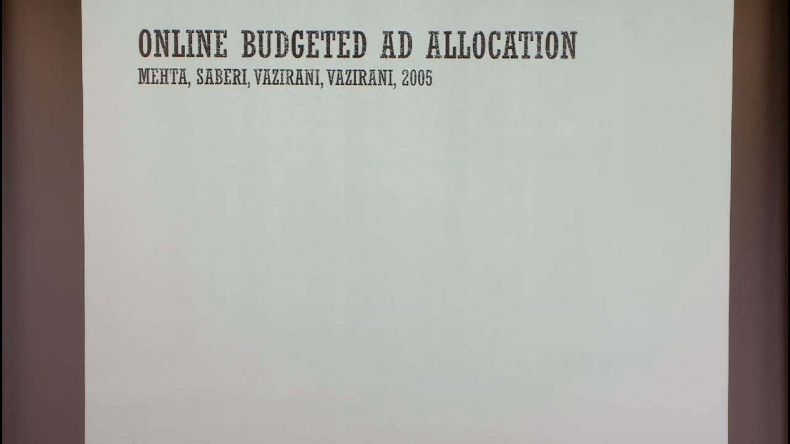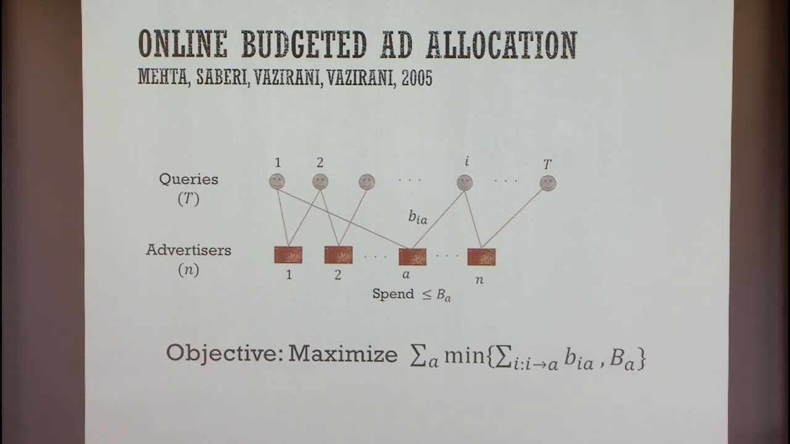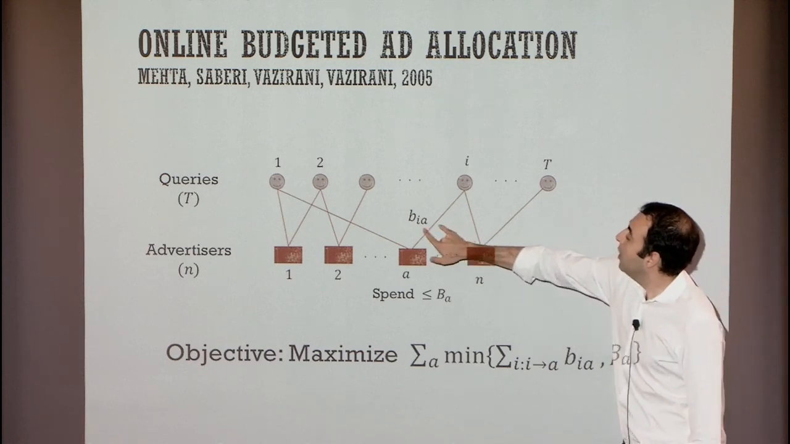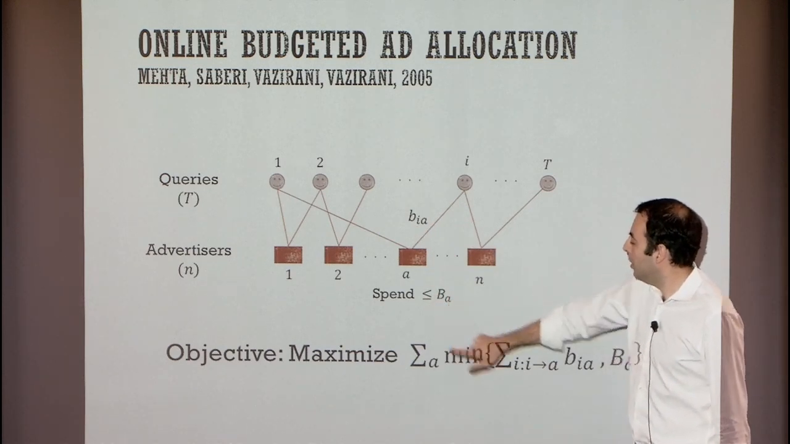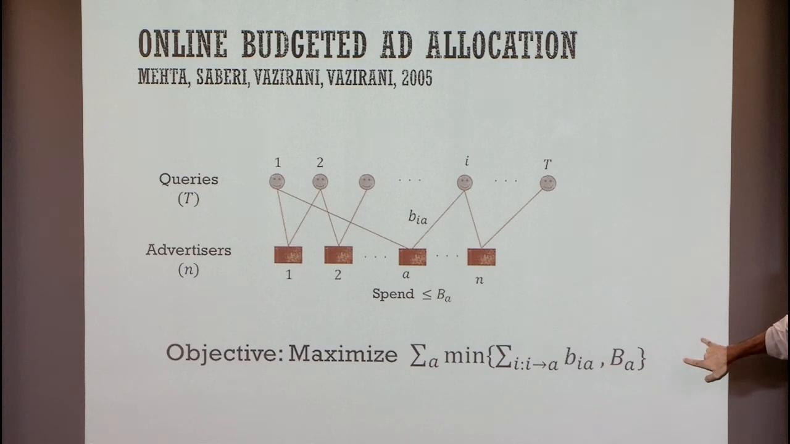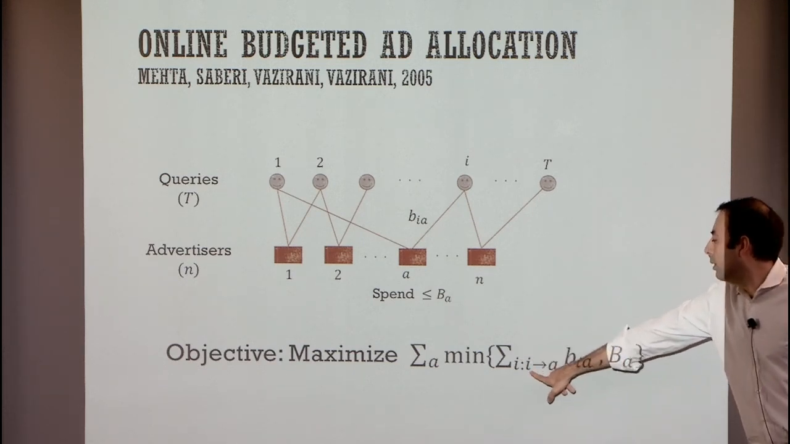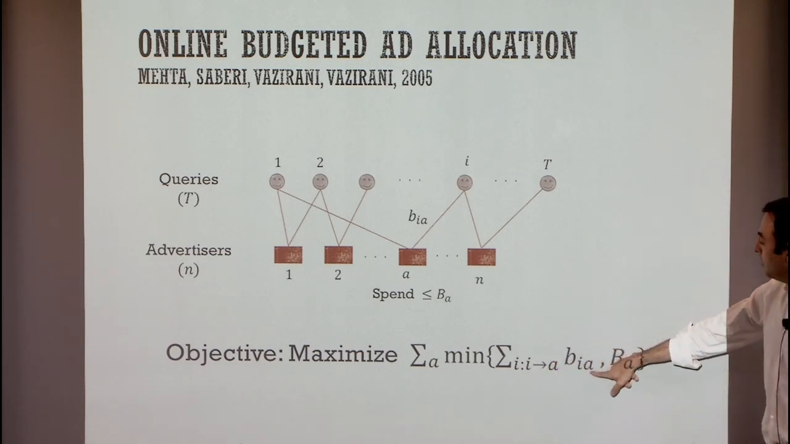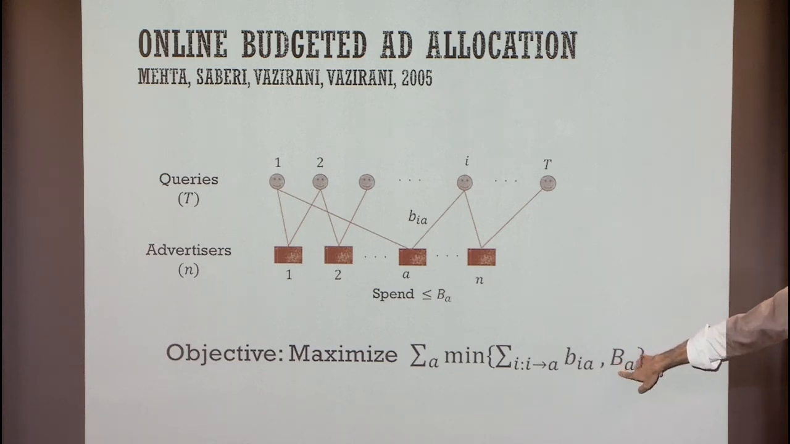So let me just set up the notation. I have T queries, 1 through T, and advertisers. The b_ia is the bid. The budget is B sub a. Essentially, I'm trying to optimize this objective function: the minimum of the sum of the bids of the ads allocated to the advertiser and his or her budget, summed over all advertisers. Is the problem clear? All right.